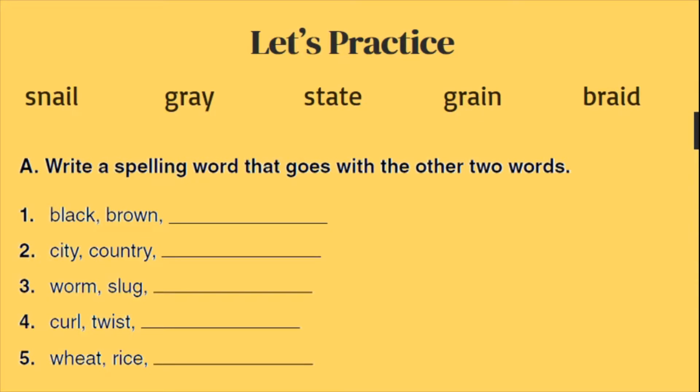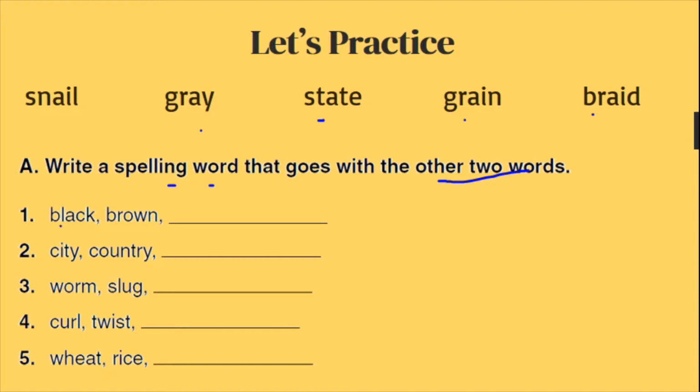So now, what are we going to do next? We are going to practice these words. We're going to use them in sentences and practice their meanings. Let's practice. Now we are going to practice the phonics words, the spelling words. I have the words snail, gray, state, grain, braid. Write a spelling word that goes with the other two words. It's like finding a word that belongs to the group.